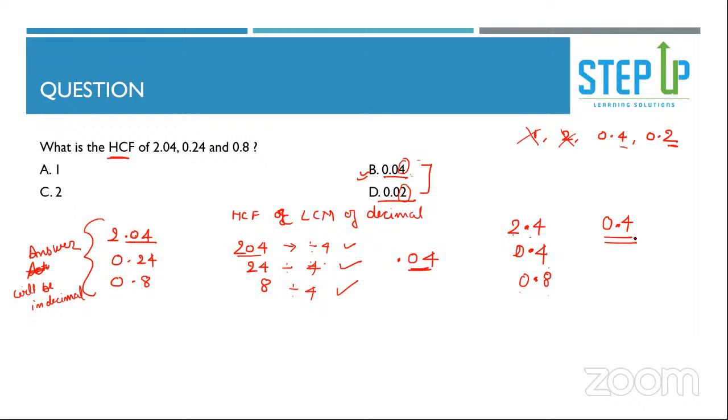Vinay, they are asking for the highest common factor. So 0.02 is also divisible, but we need to go for the higher one. So that's why the answer will be 0.04 for the actual question, which is given in the slide.